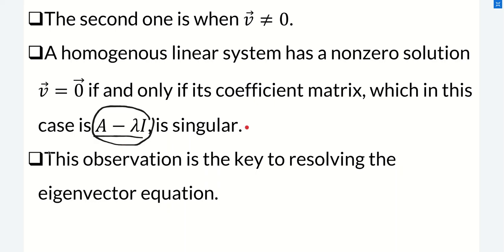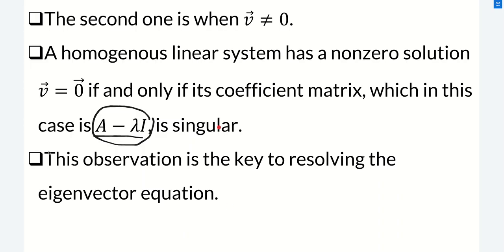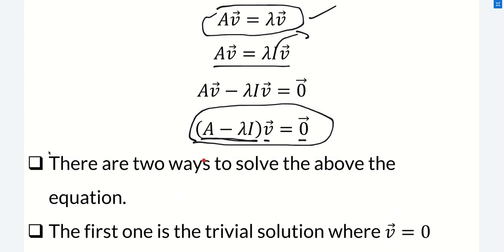Now we said when you have this equation, we have two solutions. The first one is when the v is equal to 0. We don't want that. But the other one is the v should not be equal to 0. But how do we solve this equation? As I said, we pay attention to this part, this version of it.